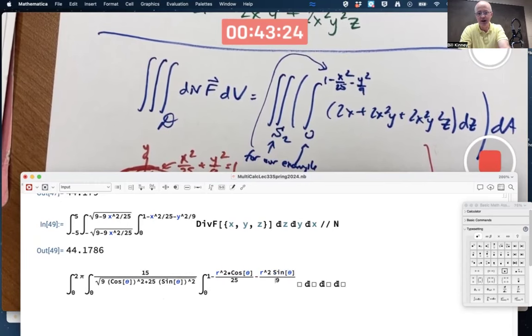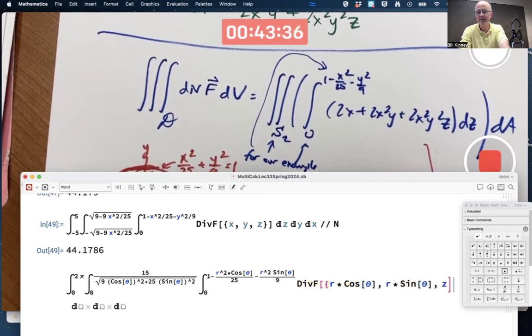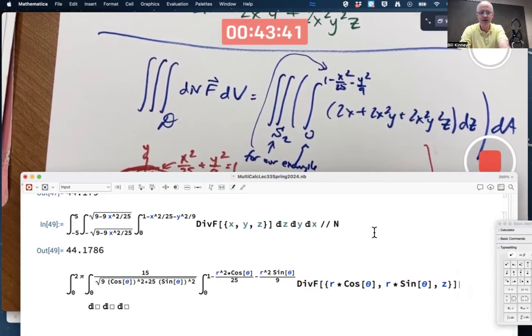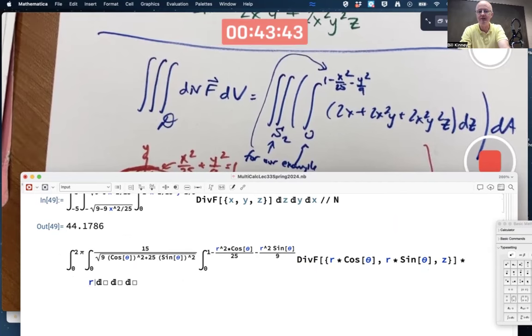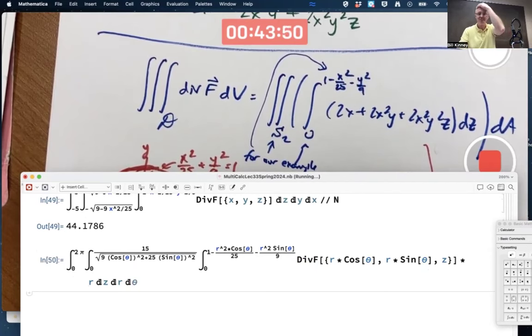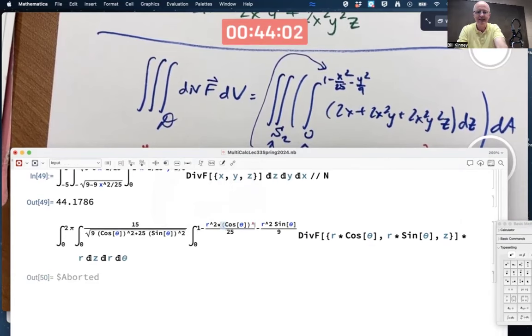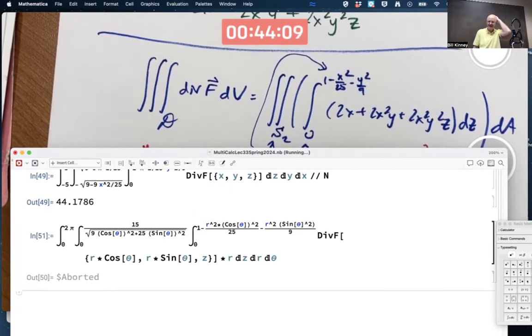And then for the div function, replace x with r cos theta, y with r sine theta, z with z. Then don't forget to do an extra factor of r as well in there, times r, dz, dr, d theta. Yeah. Give it a few seconds.